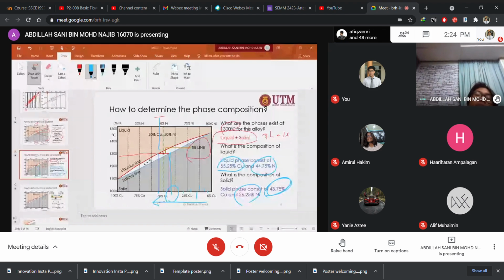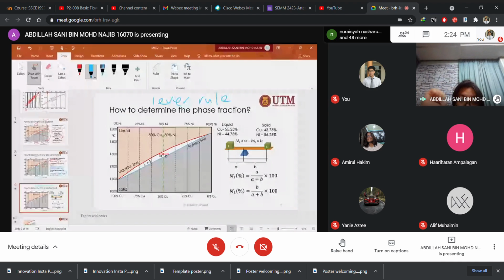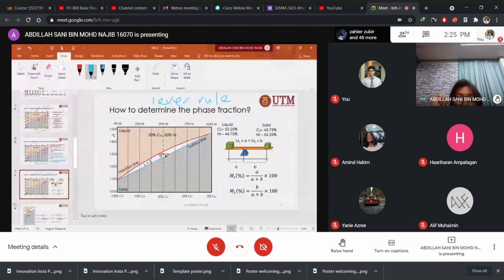So that is number one. Now we go to number two. The tie line is the first one, and this is what we call the lever rule. This is one of the most important things to understand in understanding the phase diagram.